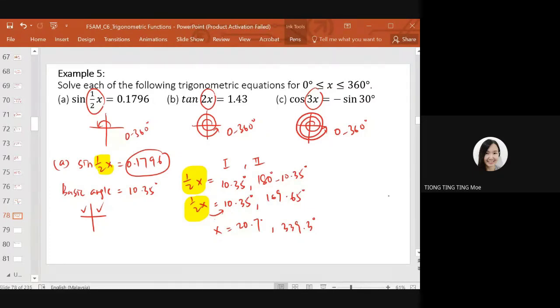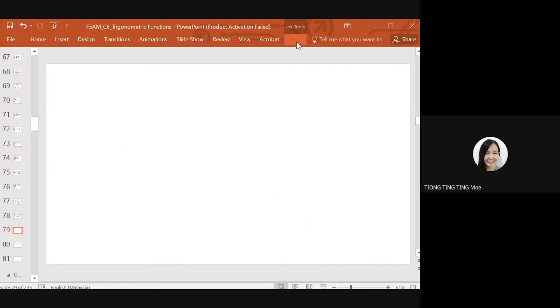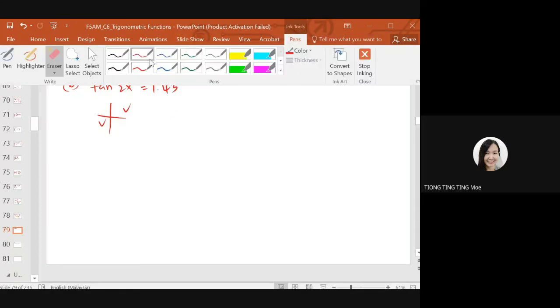So now we go to B. For B, students will have the mistake already. Always forget what? Tangent 2x equals 1.43. Okay, the same thing. The first step, we determine which quadrant. Tangent positive. Is this first and third? Yeah, first and third. All Students Take Calculus. So first and third.